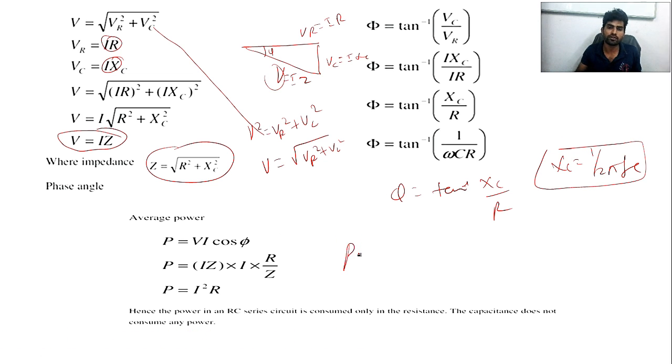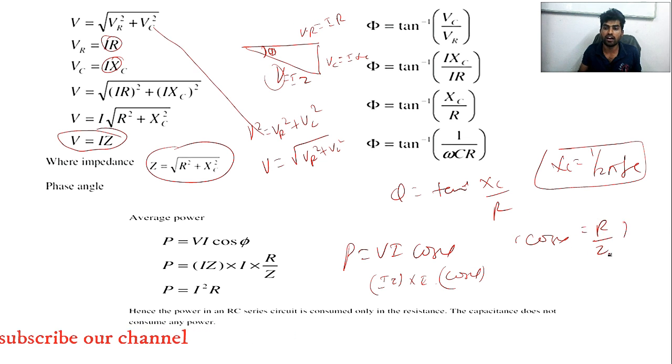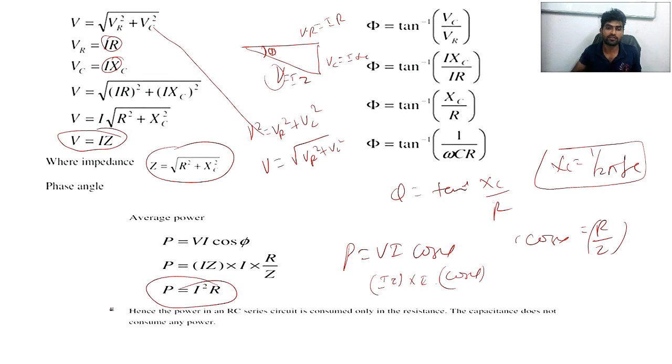So power is equal to what? V I cos phi. If you want to calculate power loss, just substitute V is equal to I into Z, into I. Cos phi is equal to what? Cos phi is equal to R by Z, right? See here from this one, cos phi. If you want phi, cos phi is equal to what? R divided by Z is equal to R by Z. So we will get I square R as the losses.